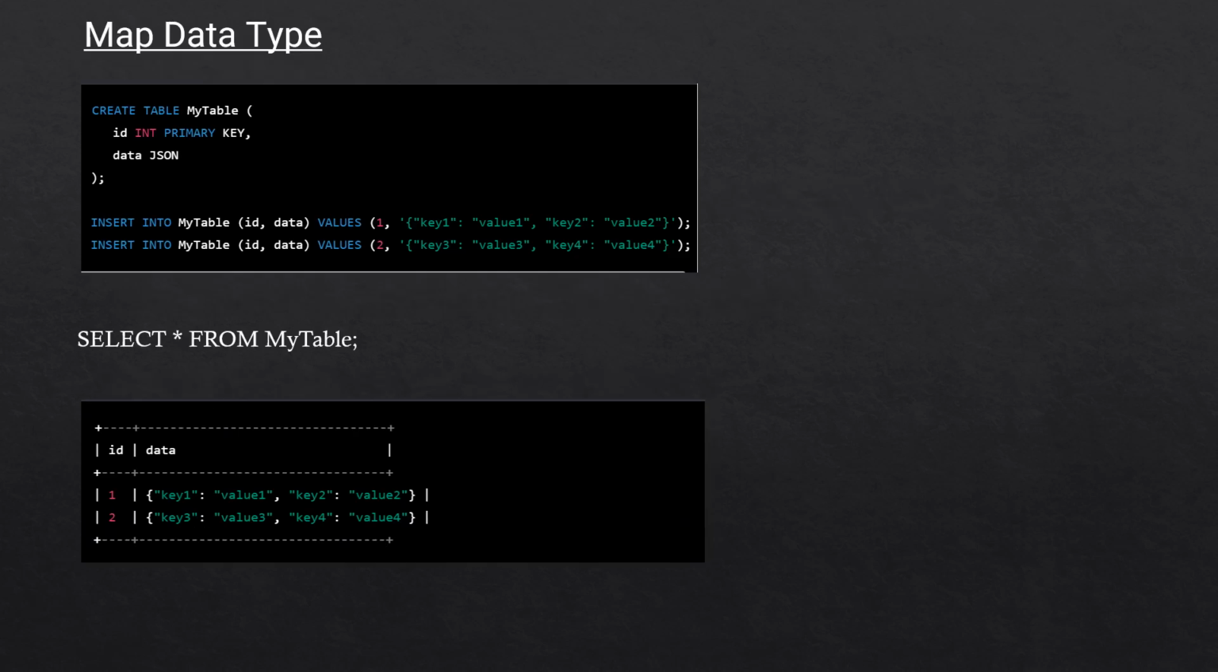Then, using select star from my table, I can see the complex data type. I have got the output as key value pairs. Here I am using JSON as the map data type.